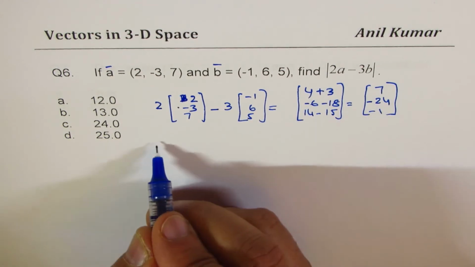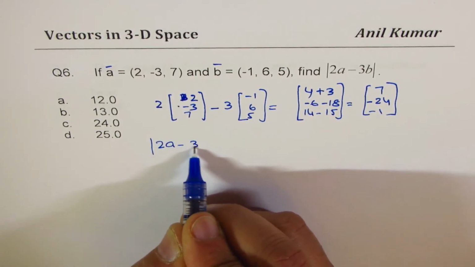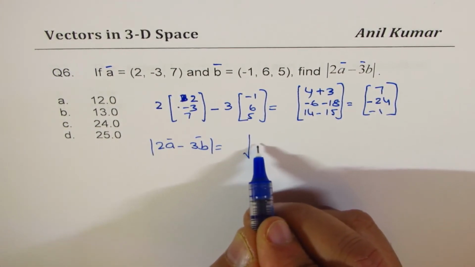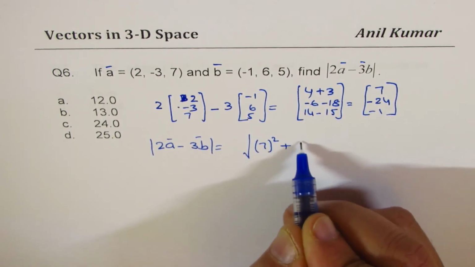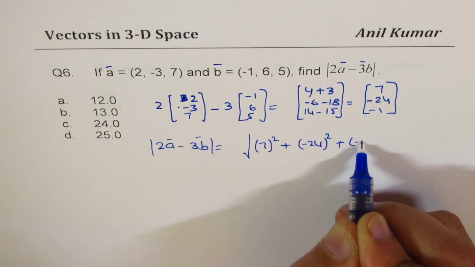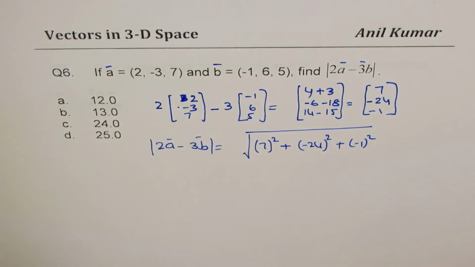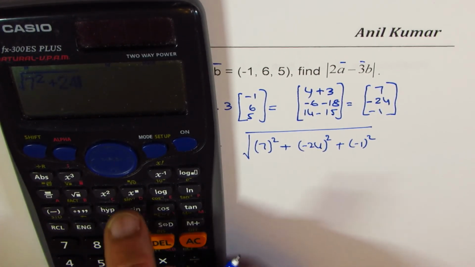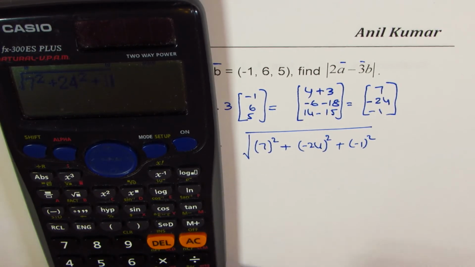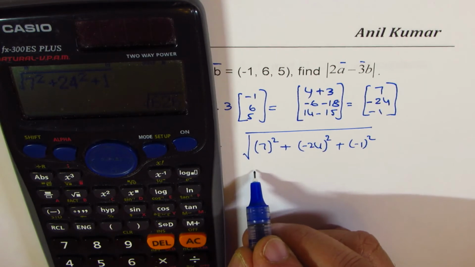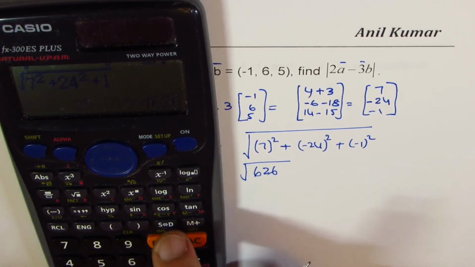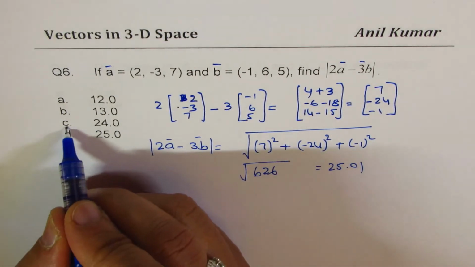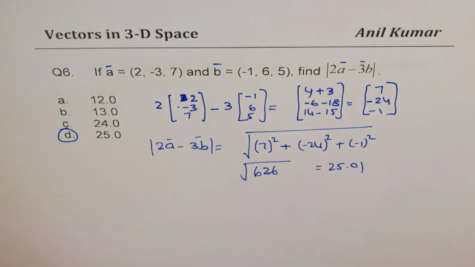Its magnitude, the magnitude of 2A minus 3B, is equal to the square root of 7 square plus minus 24 square plus minus 1 square, correct? So we are working with the square root of 7 square plus 24 square, all positive, plus 1, which is equal to the square root of 626, which is equal to 25.01. So option D is the right option, correct?